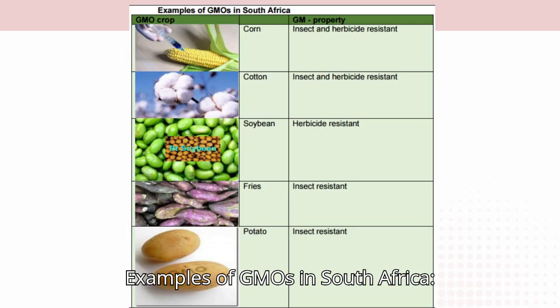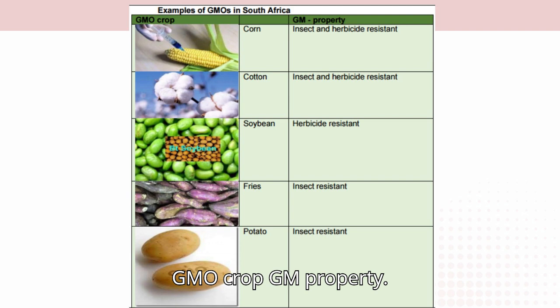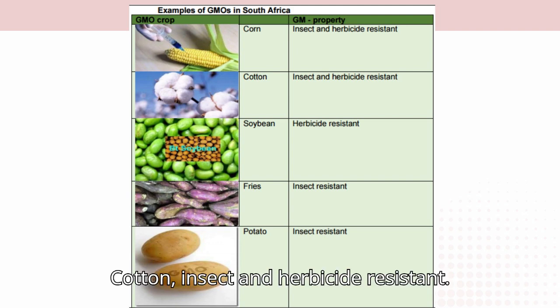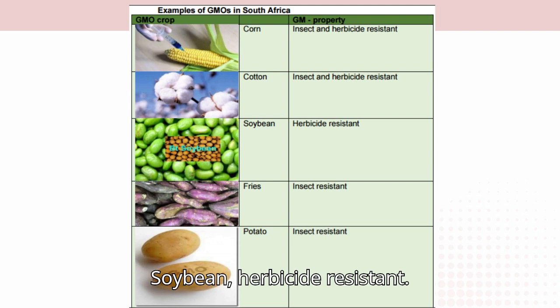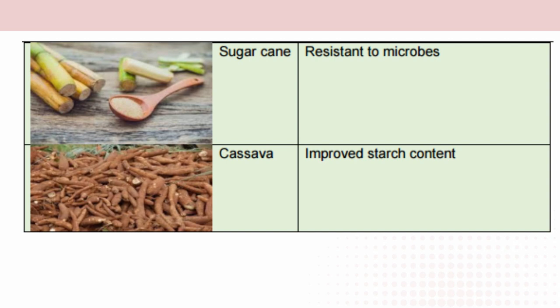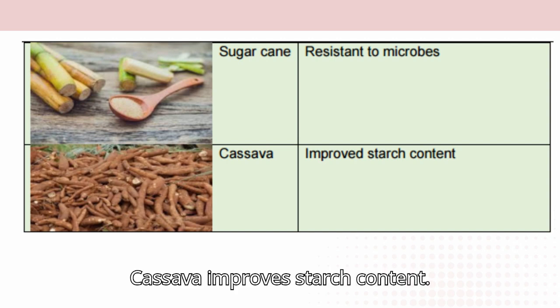Examples of GMOs in South Africa. GMO crop and GM property: Corn, insect and herbicide resistant. Cotton, insect and herbicide resistant. Soybean, herbicide resistant. Rice, insect resistant. Potato, insect resistant. Sugarcane, resistant to microbes. Cassava, improved starch content.